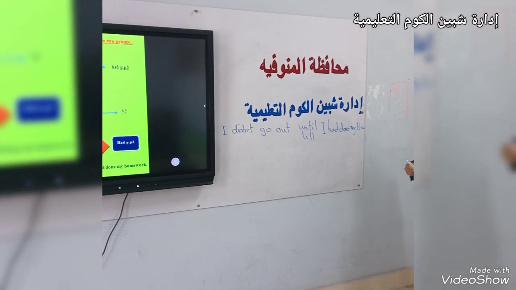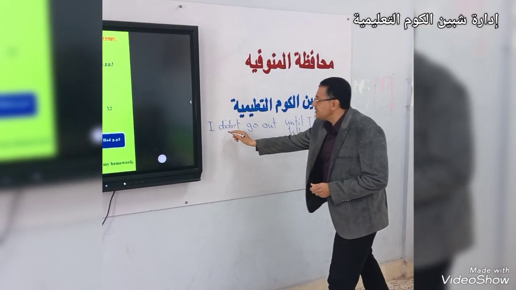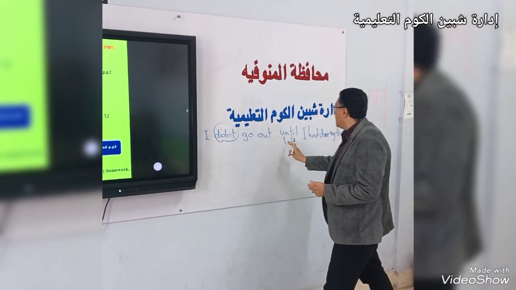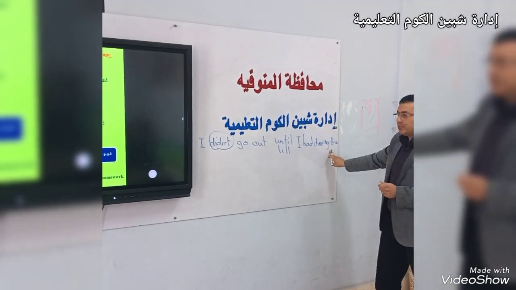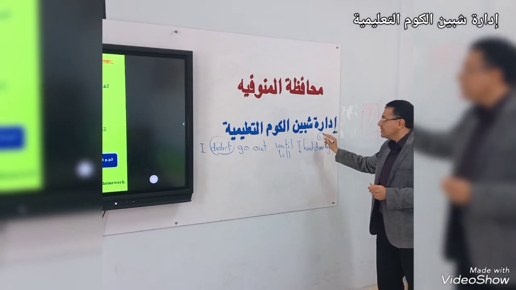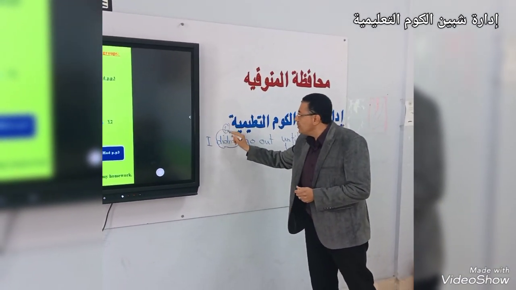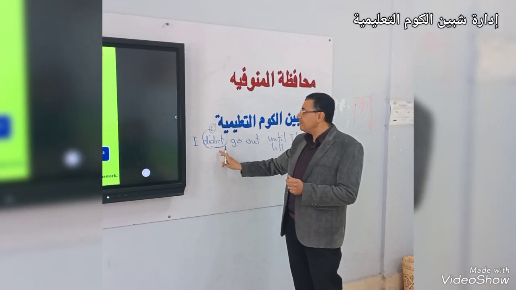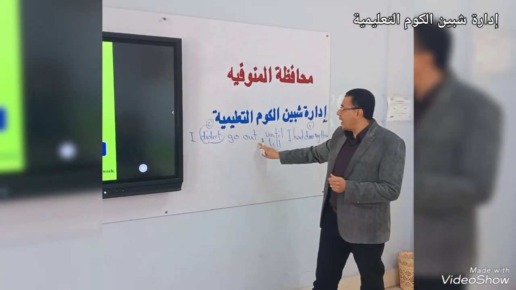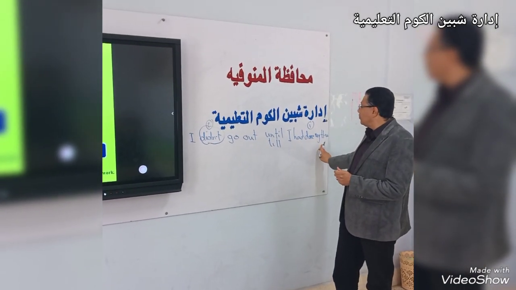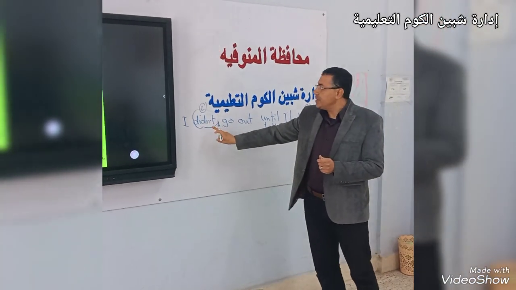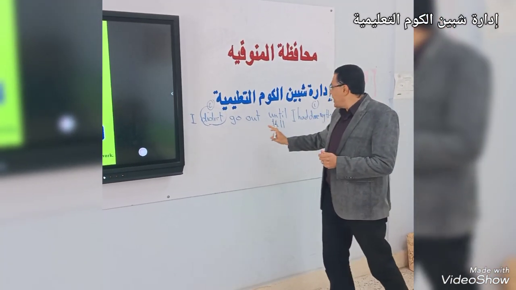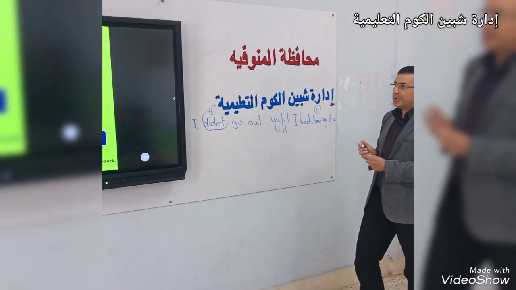Look at this example. I didn't go out until I had done my homework. This is a past simple negative. This is the first action and this is the second action, but the past simple is in the form of negative. I didn't go out until I had done my homework. So until is preceded by past perfect negative and followed by past perfect.